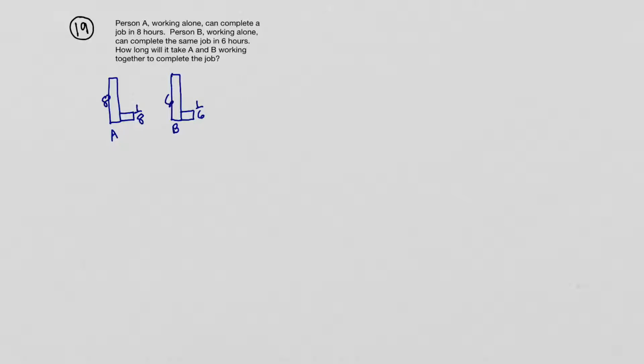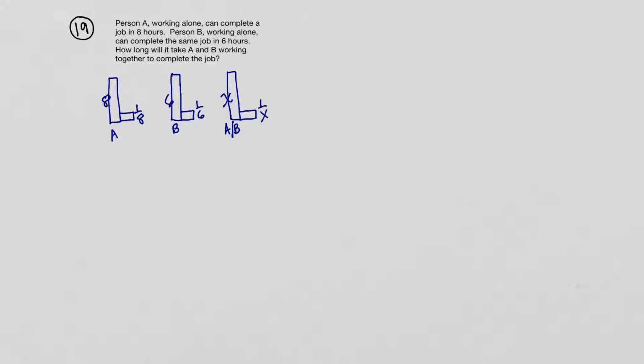Then if you put them both together, how long does it take them? We don't know, call it x. It takes them x hours, A and B together. So in 1 hour, they complete 1/x. Sounds odd, but it's 1/x of the job. Does it make sense? Because in 8 hours, in 1 hour, 1/8 of the job. 6 hours, in 1 hour, it's 1/6 of the job. In x hours, it's 1/x of the job.